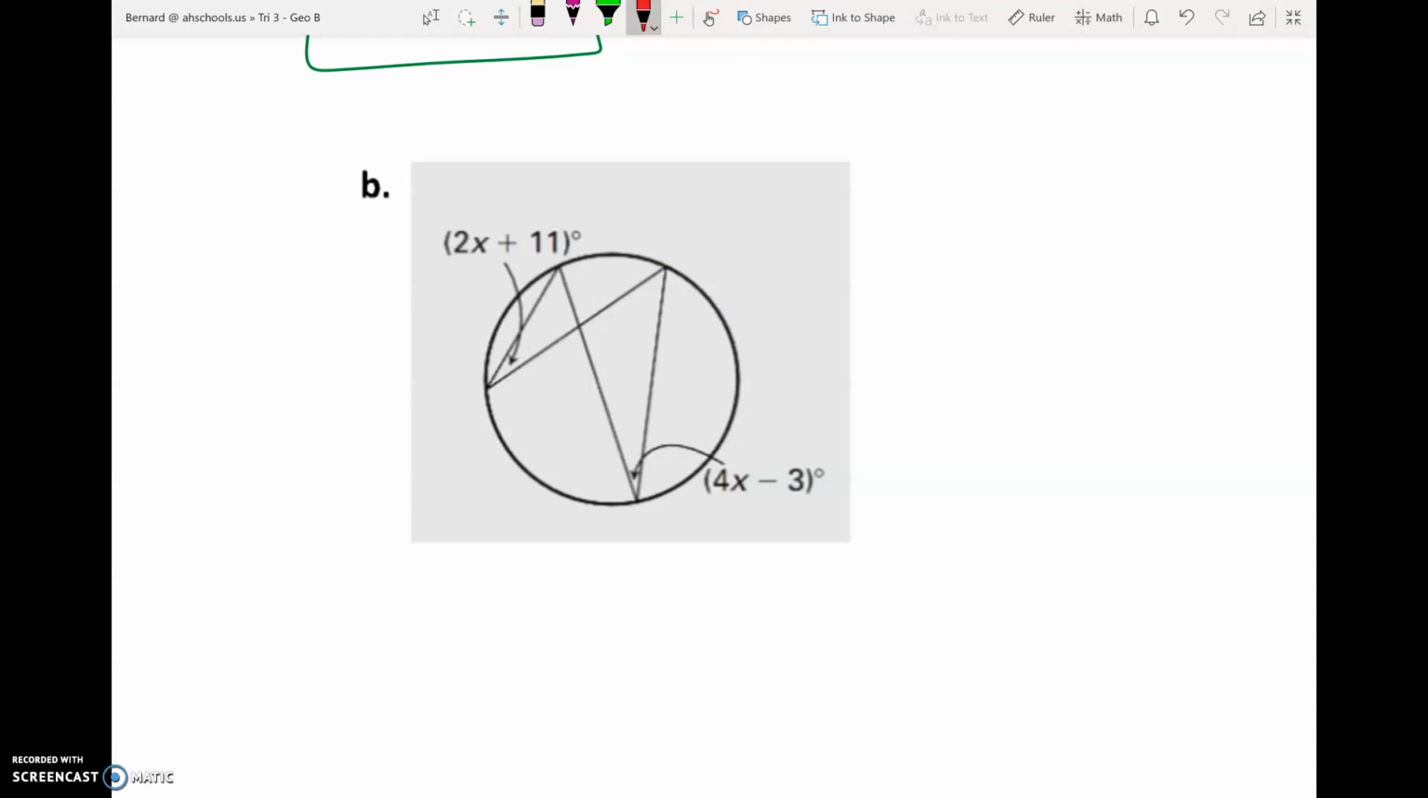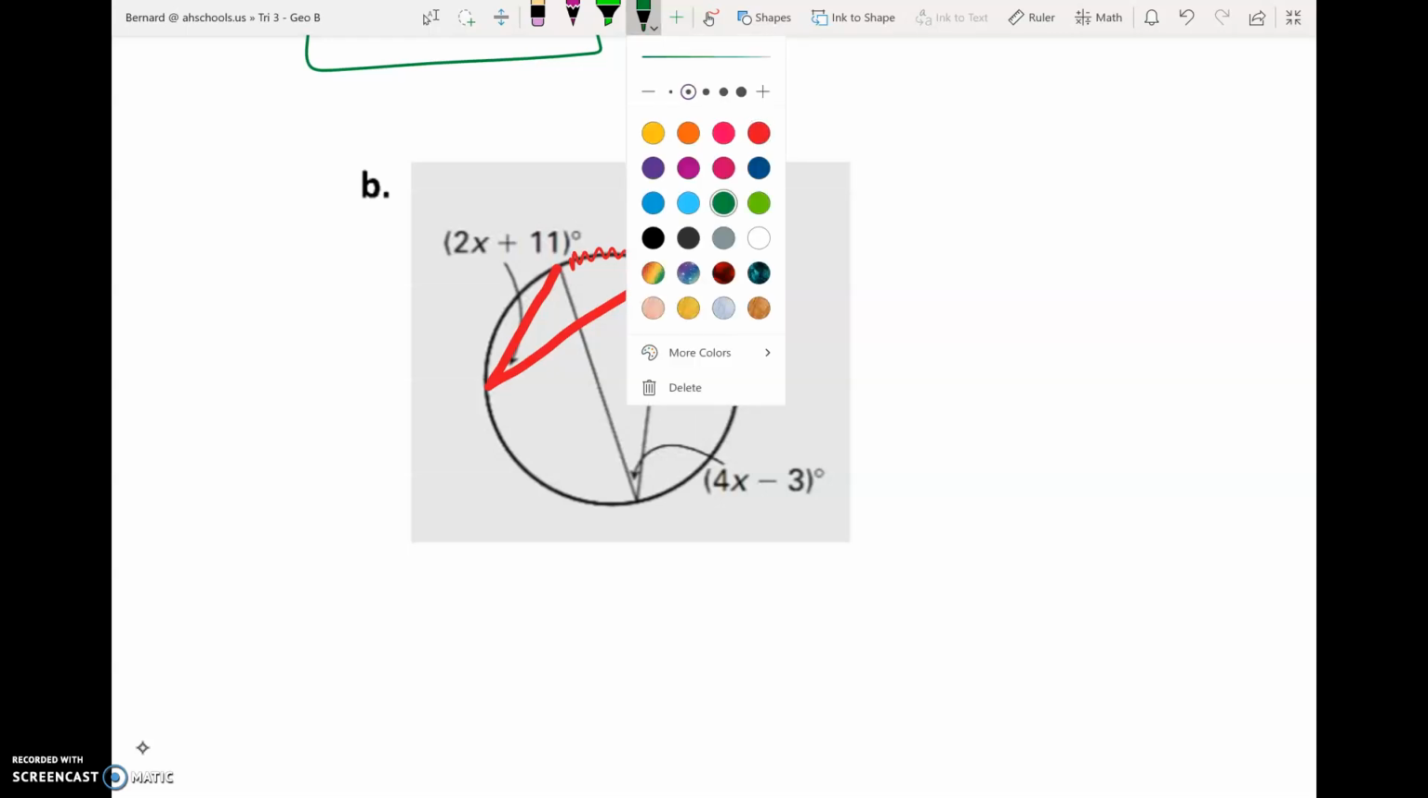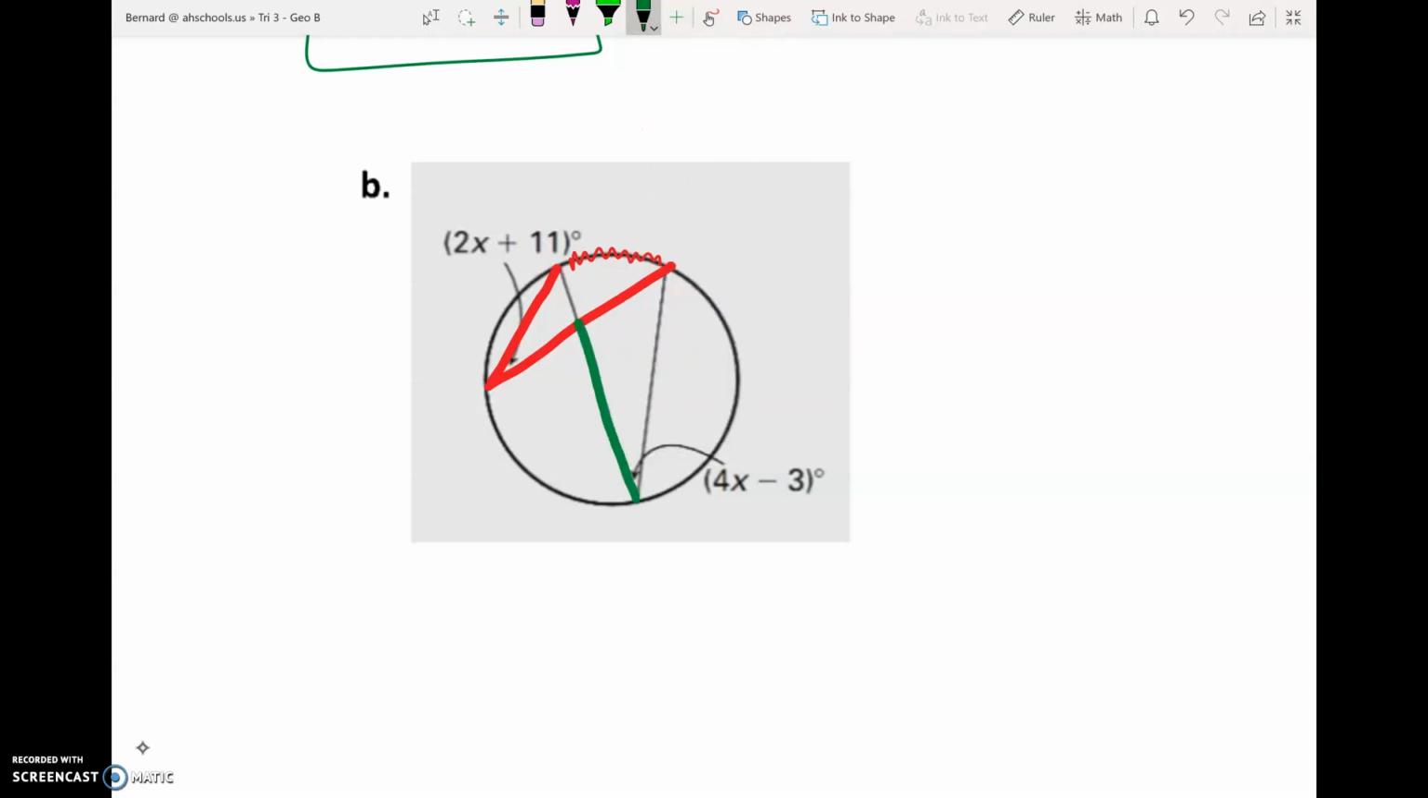Try to go through it slow. The 2x plus 11, here's that angle on the edge of the circle, and it opens into this arc right here. Perfect. But then if we look at the 4x minus 3, right, that angle is on the edge of the circle, and it opens up to that exact same arc that the red angle opened up to.